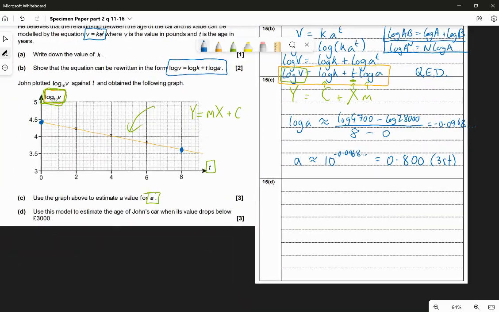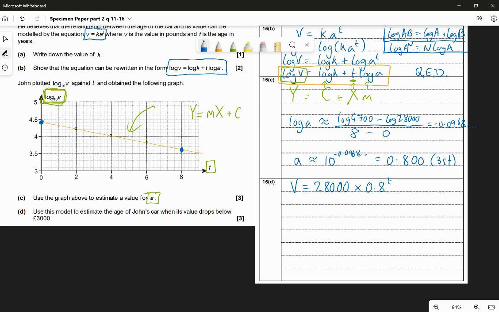Use this model to estimate the age of John's car when its value drops below 3,000. So now I'm going to write down the model that we've got. The model for the value is equal to 28,000 multiplied by 0.8 to the power of t. I'm just going to round it because it's a model, it's an estimate. It doesn't have to be the perfect answer, and also these values are all estimates anyway.